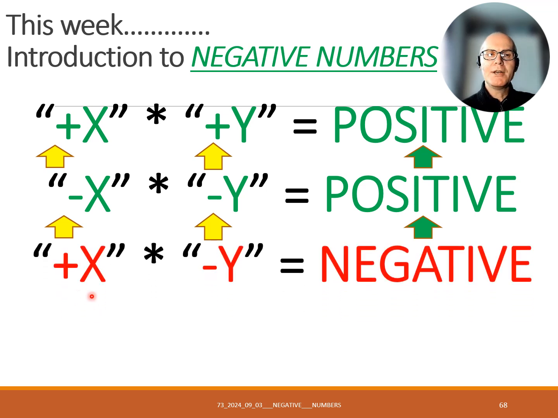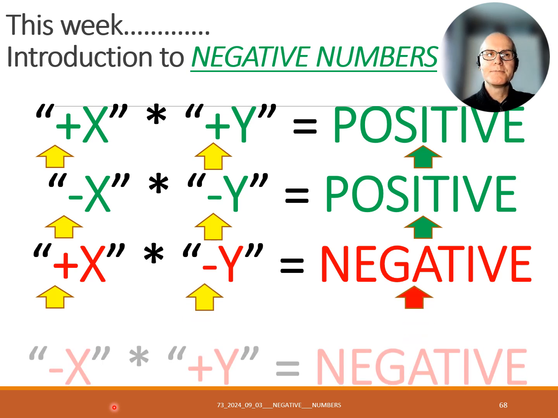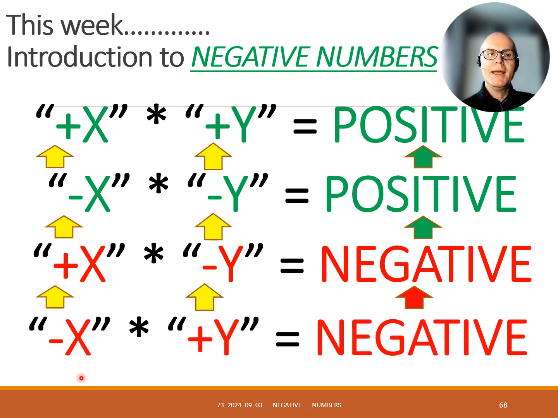Any positive number times any negative number equals negative result. Positive times a negative equals a negative result. Any negative times any positive equals a negative result. Negative times positive equals negative result.